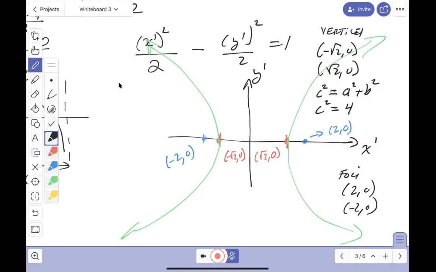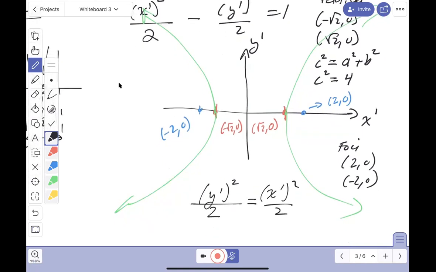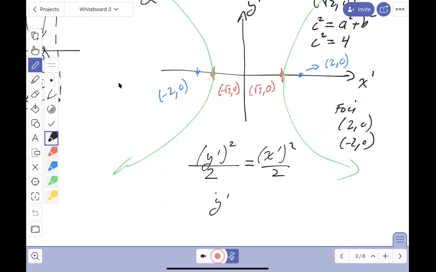How about the asymptotes? Well, the asymptotes look pretty easy too, and I'll tell you why. When x prime and y prime get really large, those two terms become equal. So what would I get over there? I would basically get that y prime squared over 2, again when x prime, y prime get really large, would be really the same thing as x prime squared over 2.